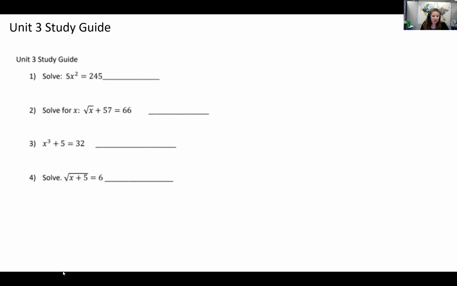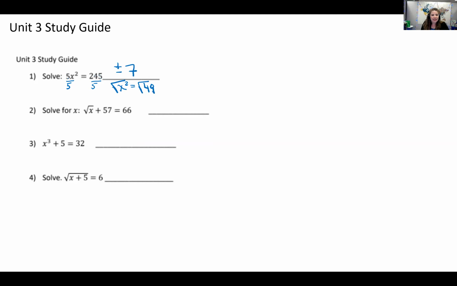All right, so on number 1, we want to get the x by itself. So I want to undo 5 times x squared. The opposite is dividing both sides by 5. So then I would have x squared is equal to 245 divided by 5, which is 49. Well, the only way to get rid of x squared is to find the square root. So the square root of 49 is both positive 7 and negative 7. So that is the answer, positive and negative 7.